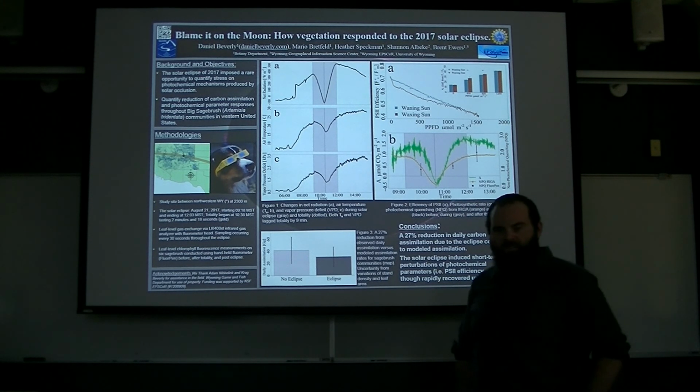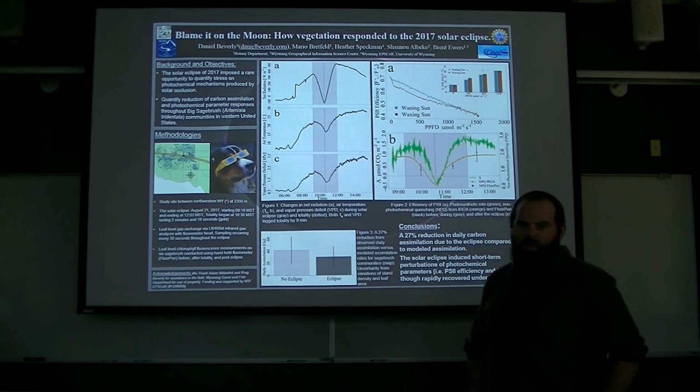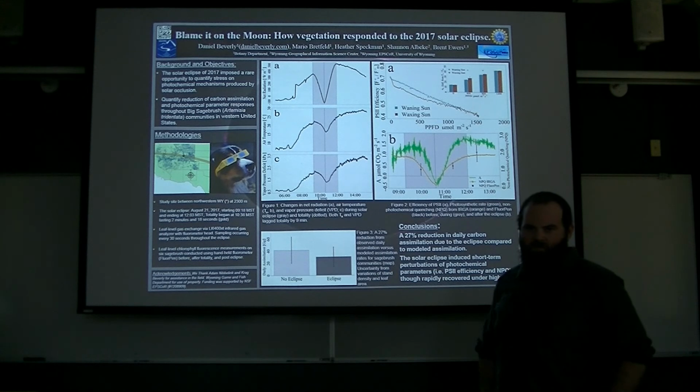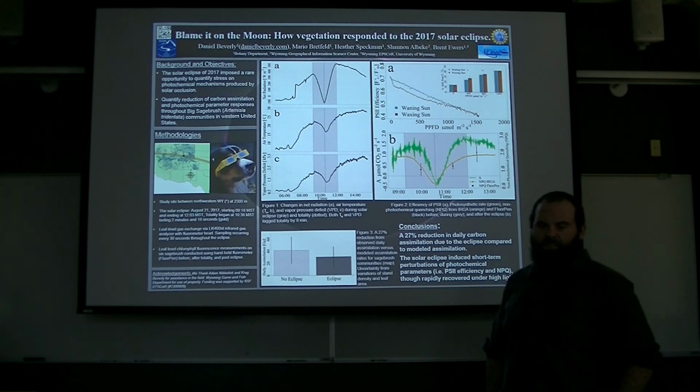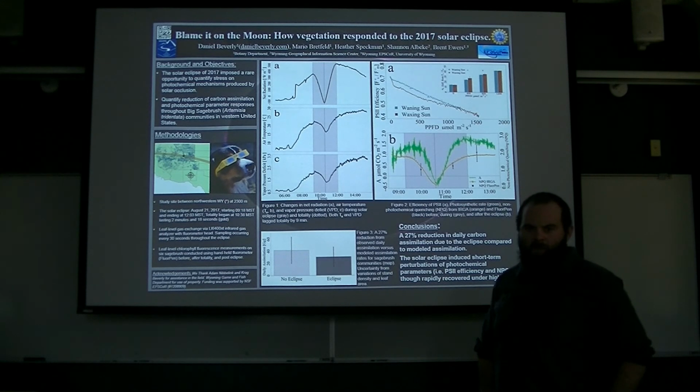So the primary objective of this research was to understand how photosystem 2, or photosystem efficiency, which is a primary mechanism of photosynthesis, was impacted by the solar eclipse. And so to do this, we went outside 80 miles southeast of Yellowstone, in the line of totality, and set up instrumentation to quantify photosynthetic parameters that would be impacted by the solar eclipse.